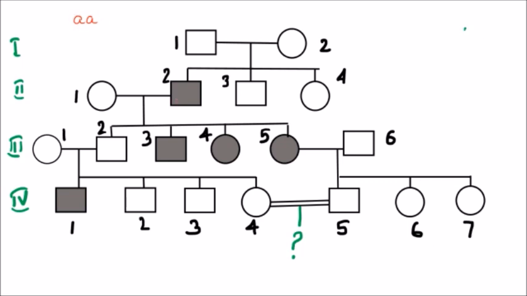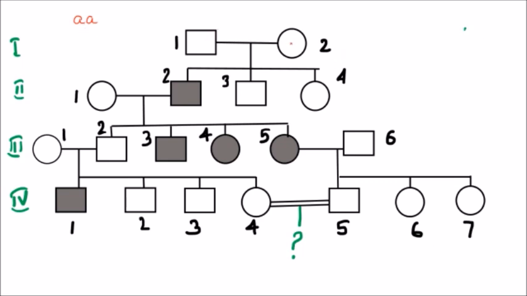Here, individual 2 of the second generation, 3, 4, 5 of the third generation, and 1 of the fourth generation are affected, having the genotype aa, homozygous recessive. So the question is: what is the probability that the mating between 4 and 5 in the fourth generation will produce an affected offspring? Let's discuss some of the analysis regarding these homozygous and recessive conditions.